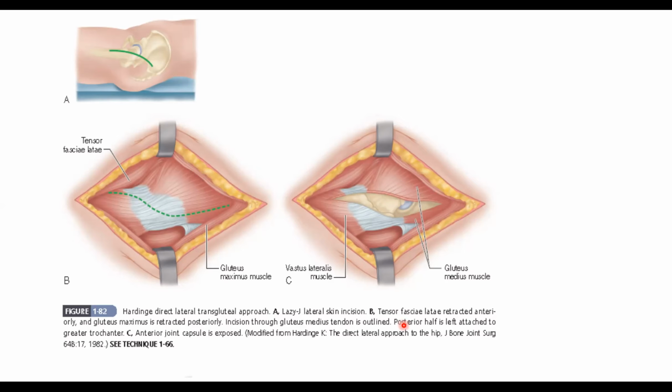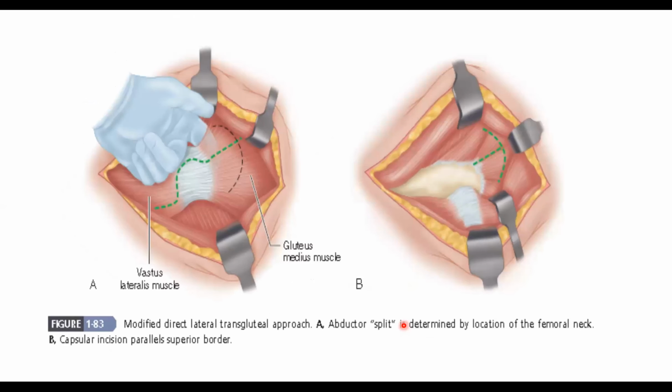The anterior joint capsule is opened. This is regarding the Hardinge approach. The greater trochanter and bulk of the gluteus medius are preserved. Okay. You can see this is the modified direct lateral transgluteal approach, just for an overview. You can see this is regarding the abductor split, which is determined by the location of the femoral neck. Okay. Here they will palpate and then they will split. Okay. This is gluteus medius. They will palpate, and underlying, they will use the finger to know the level and they will split.